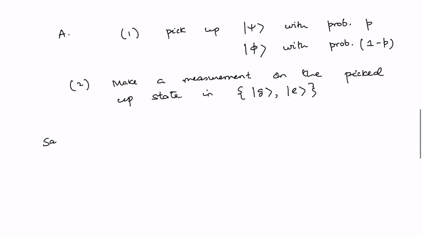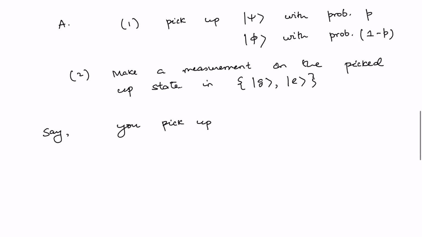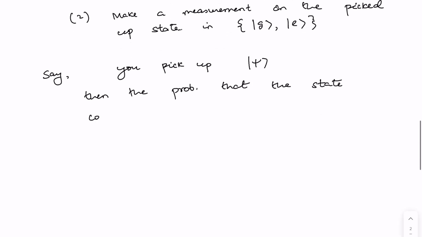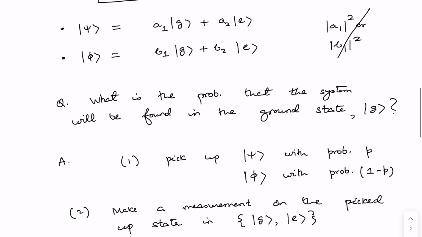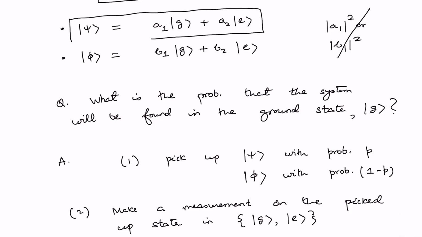Let's say you pick up, and this is very important to understand, that's why I'm writing it in some detail, say you pick up ket psi, then the probability that because of the measurement the state collapses to ket g is, as you can see, ket psi is given by this expression.